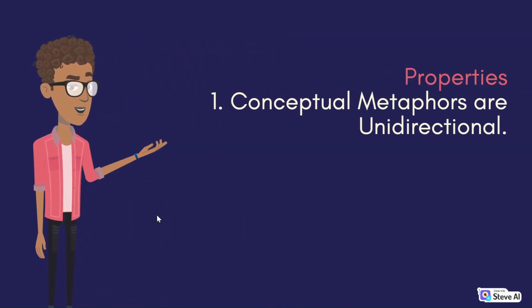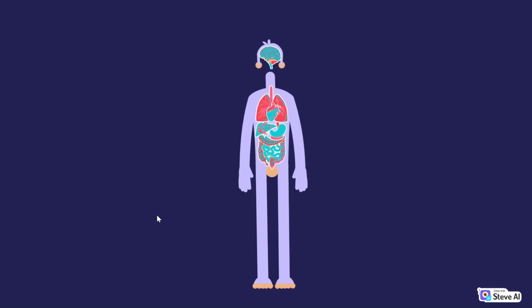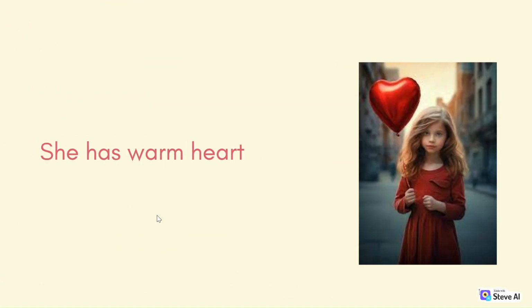Cool. So now let's discuss the properties of conceptual metaphors. Conceptual metaphors are unidirectional. This means that metaphors map structure from a source domain to a target domain, but not vice versa. Example: love is blind. Another property is that the most common source domains for metaphorical mappings include domains relating to the human body. For example, she has a warm heart. It metaphorically links the physical warmth of the heart to emotional warmth and kindness.